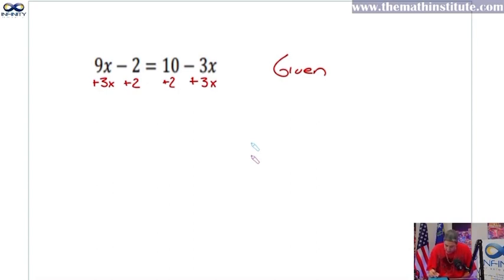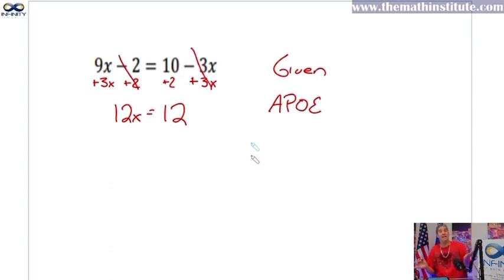And this is called APO, the additive property of equations. Anything I add to one side, I must add to the other. 9x plus 3x is 12x. 10 plus 2 is 12. Well, these obviously cancel. And I'm one step away from solving the problem.